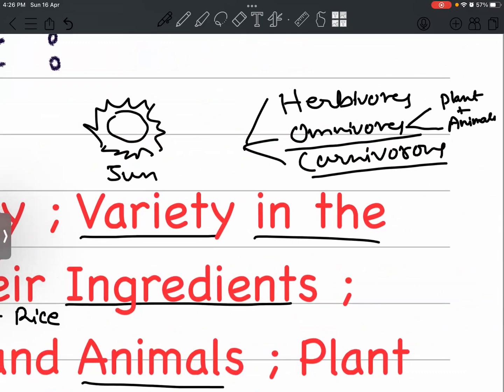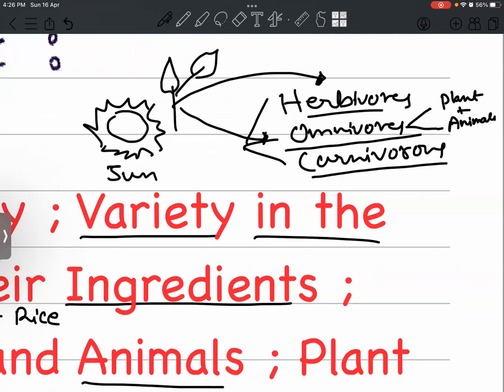The food prepared by the plant is basically taken up by herbivores and omnivores also. And we humans are omnivores. We eat both plants and animals. We will discuss in detail how all life forms are dependent on the sun.